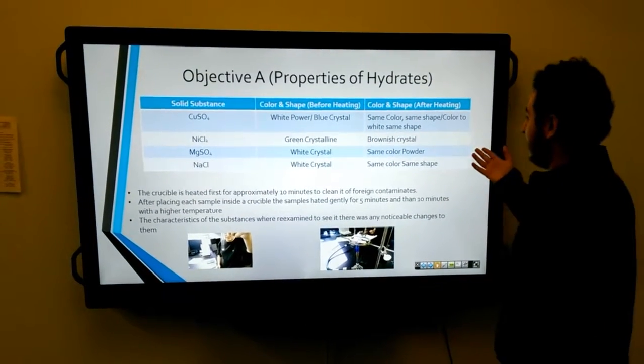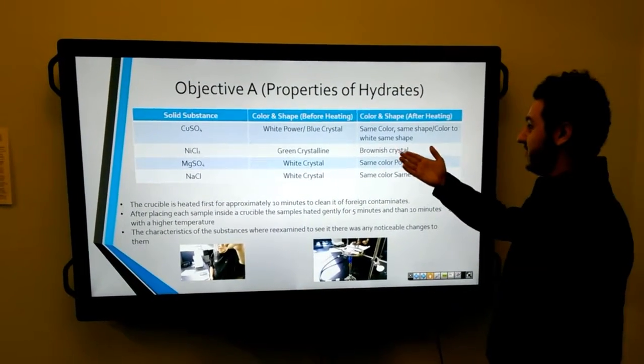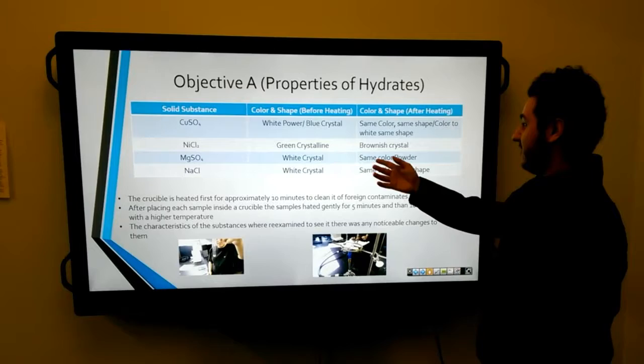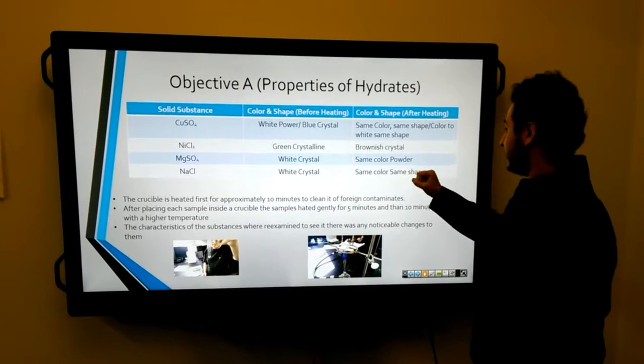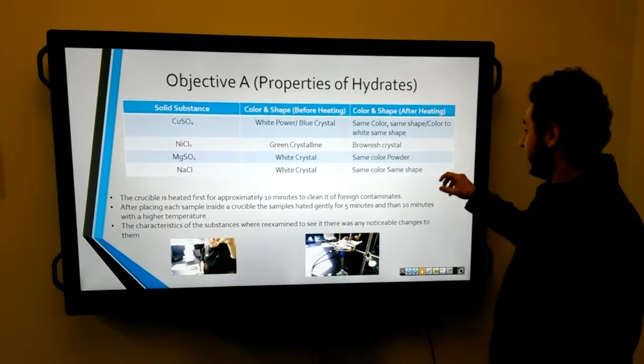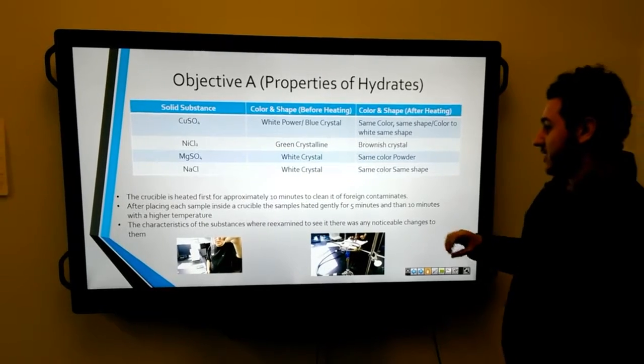So after heating, we had the same color for CuSO4, and for this one it changed to a brown crystal. This one stayed the same, and this one had the same color and same shape.